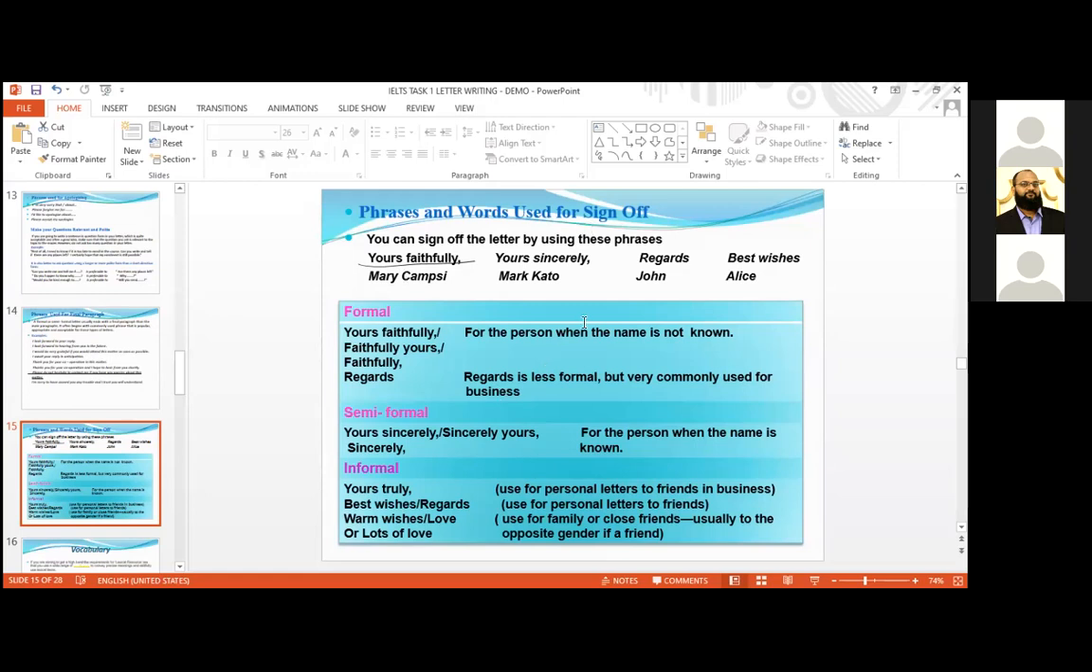Okay. If you're writing in informal, you may write yours truly, warm wishes, love. Love we usually write to the person, to a very close friend, and usually we write to the opposite gender.